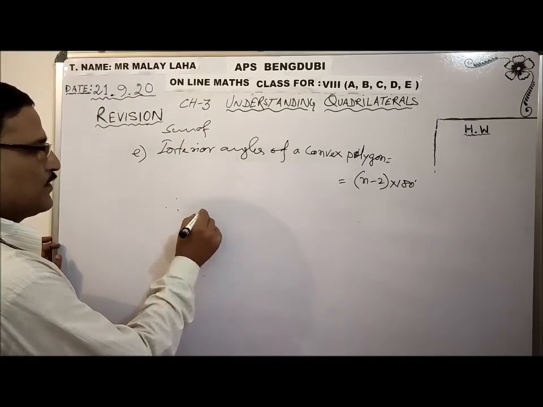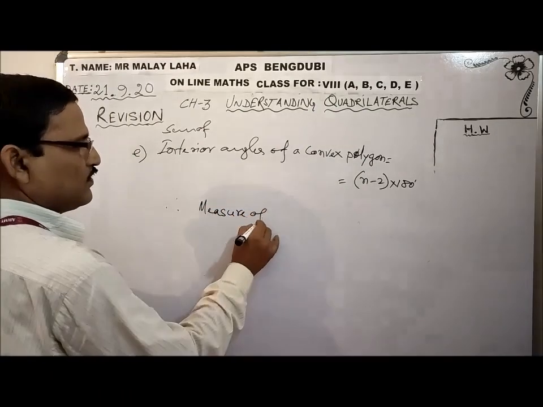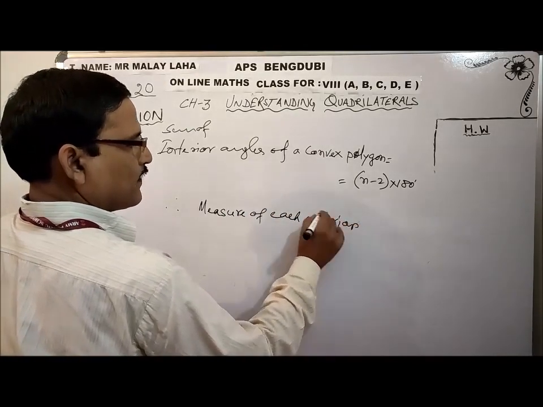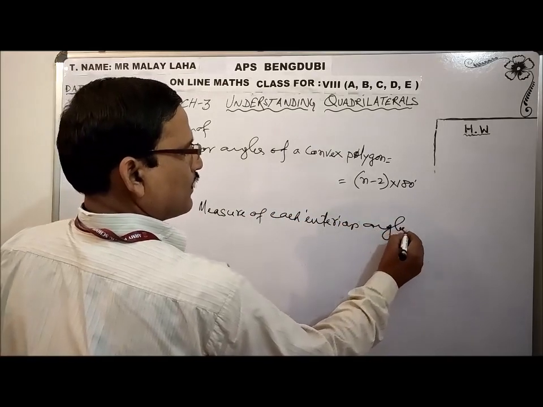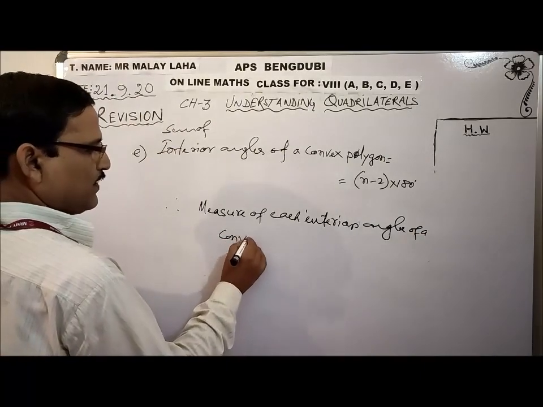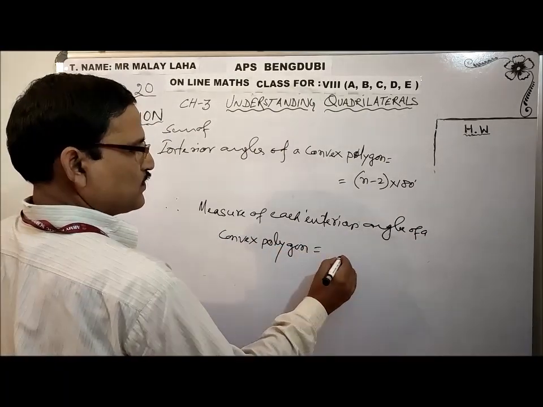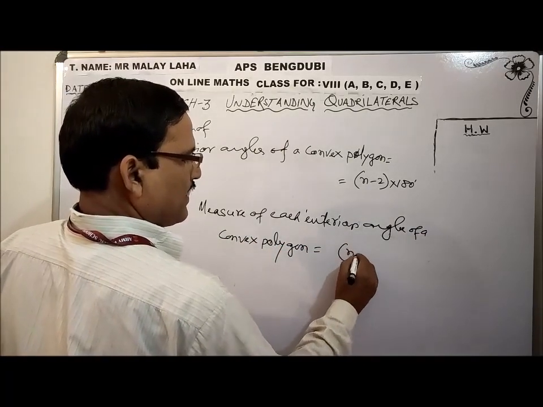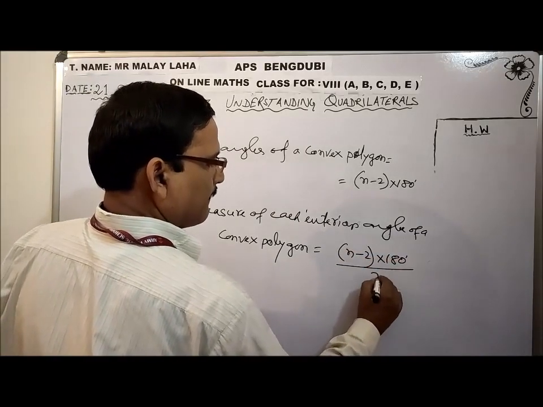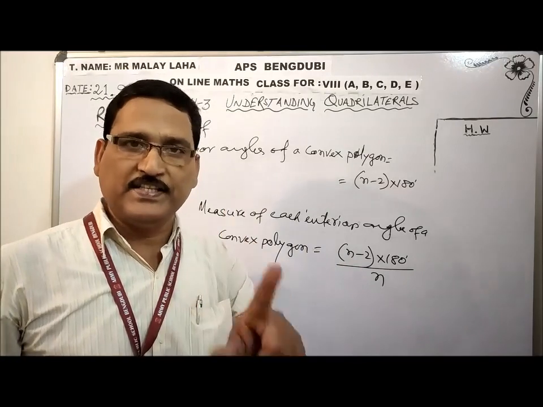Therefore, the measure of each interior angle of a convex polygon is equal to (n minus 2) into 180 degrees divided by n. Total angle divided by the number of sides will be each angle.